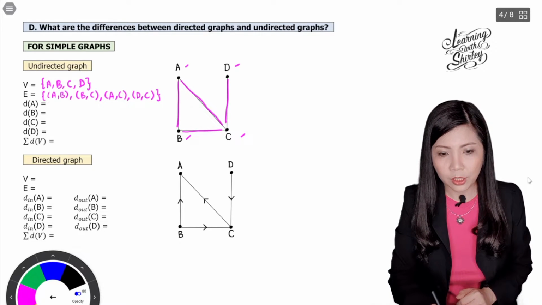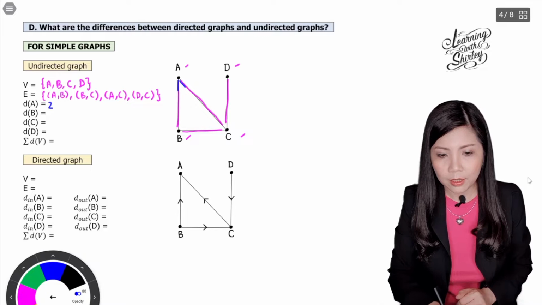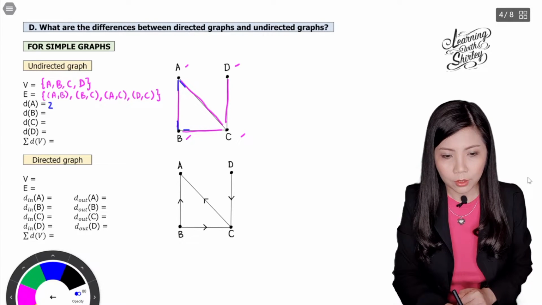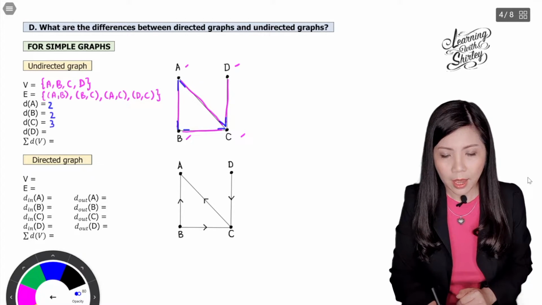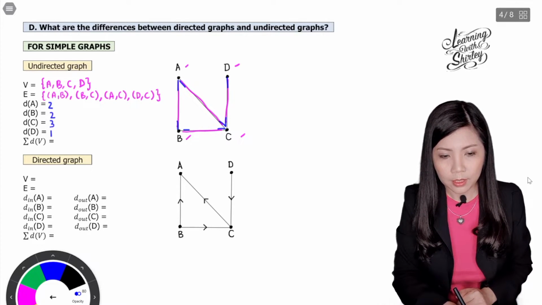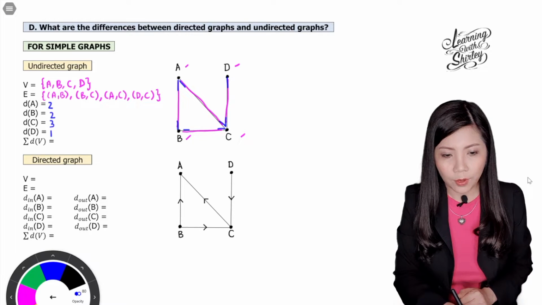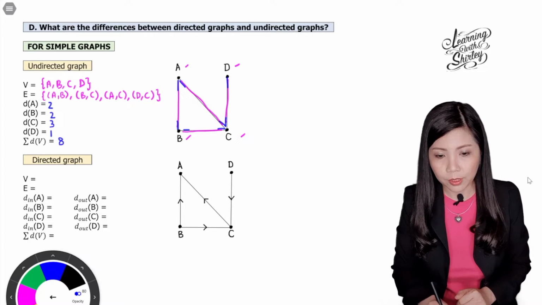Okay, for DA, it means how many edges are coming in or out from vertex A. So you have 1 and 2. So we have 2 here. DB is 1, 2, 2 also. DC is 1, 2, 3. So we have 3. And from D, DD is 1. So the sum of the degrees will be 4, 5, 6, 7, 8. So 8.